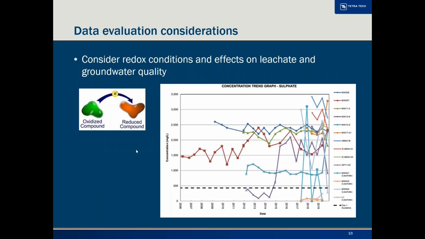Another thing you want to consider is the redox conditions. Especially in leachate, you have such reduced conditions that, for instance, a parameter like sulfate, the leachate concentrations are typically very low, also variable, while in a lot of the background and down gradient wells, the sulfate concentrations are much higher. So sulfate is, due to the redox conditions, not a very useful parameter.